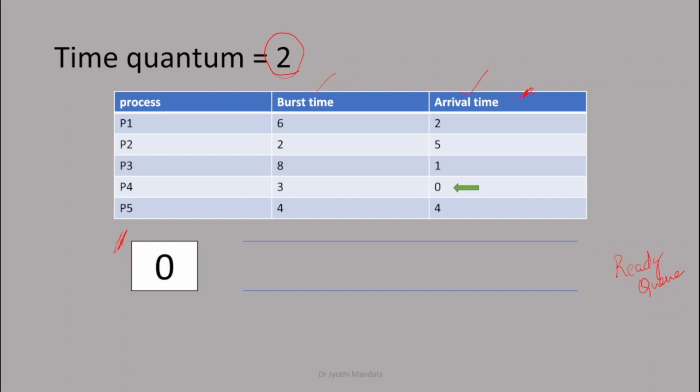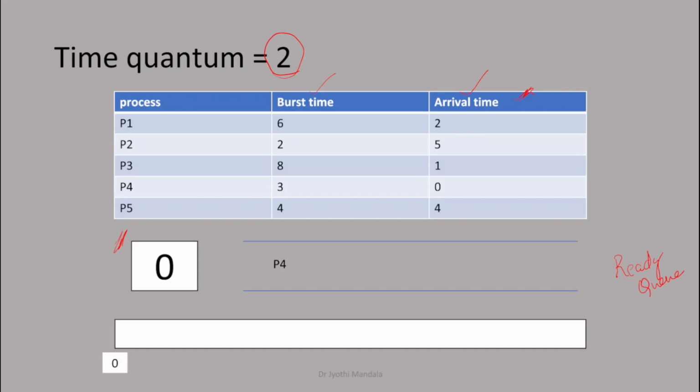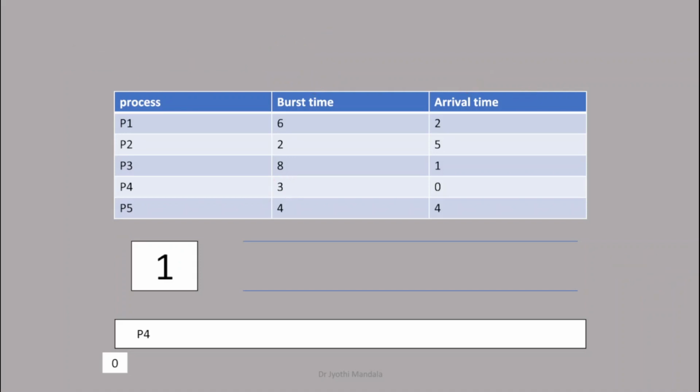So the first one is at time 0 seconds. You can see here we got a process P4 that has to be added to the ready queue. Because that is the only process that is available in the ready queue, that will be taken from the ready queue and it will start its execution. How many seconds does it require? It requires 3 seconds, but because our time quantum is 2 seconds, it will be executed for 2 seconds only. But always remember, whenever you are executing, check the timer. Okay. And you need to check whether any process is arriving or not.